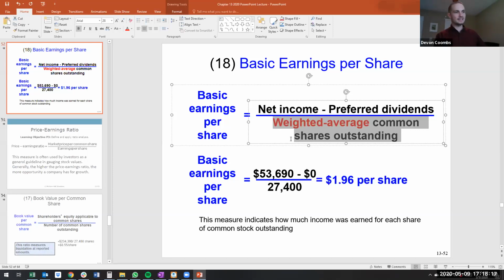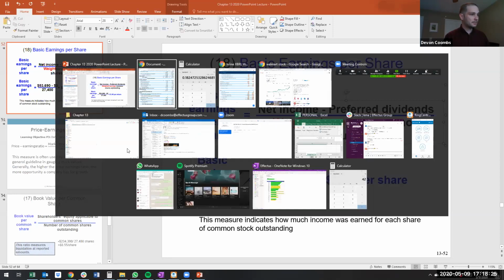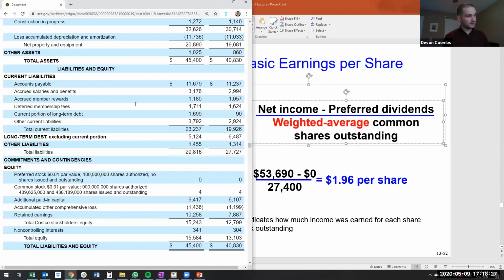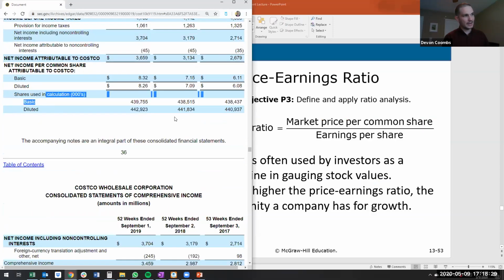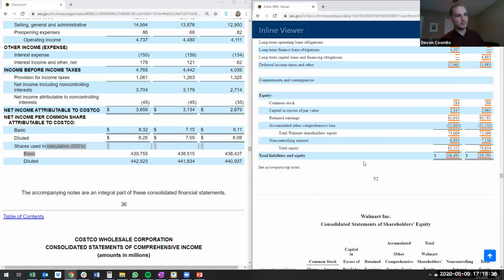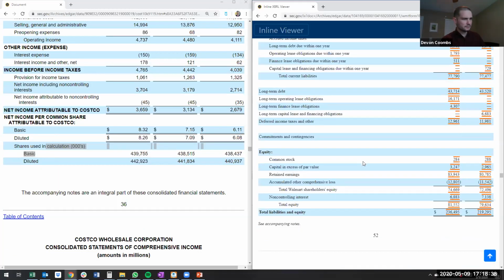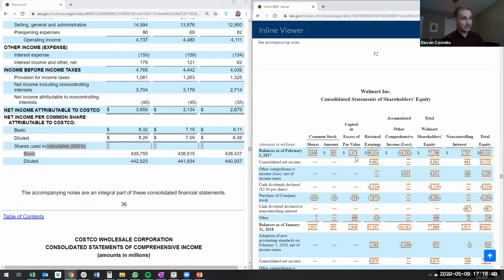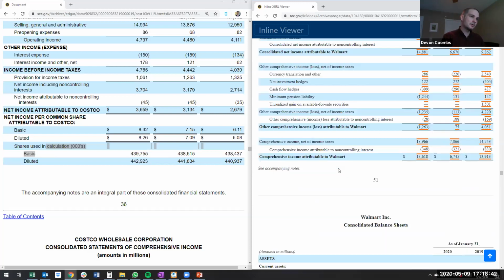The goal here really is to determine how much money is going to the common shareholders. How much money does each share generate? Each company will just provide this information for you, and then the weighted average. I don't want you to have to worry about that for your calculations, but just be aware of it. That's how the calculation occurs, and memorize that formula. And every public company that trades has to present this number.